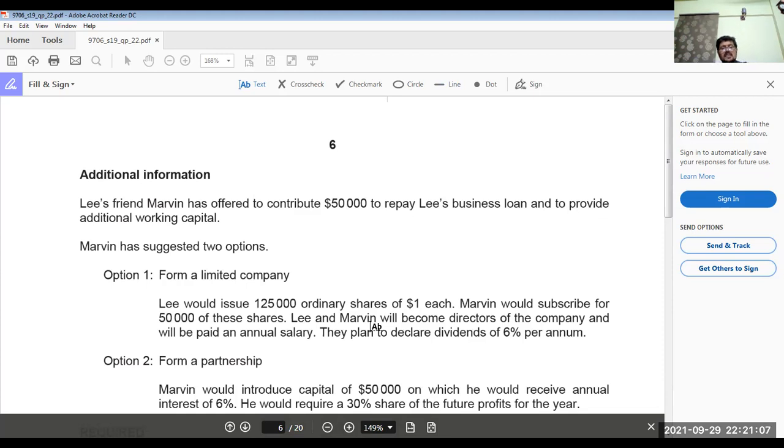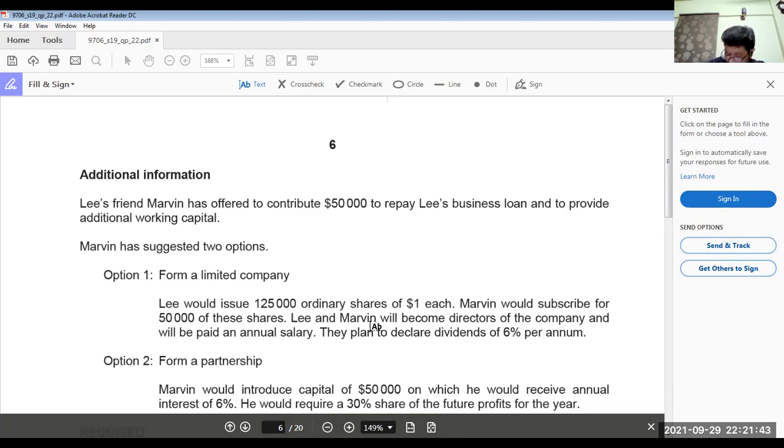Now, in this case, if they make a limited liability company, they have to pay 125,000 multiplied by 6%, 7,500 dividend they have to pay. Okay. Anyhow, they have to pay. And payment of the dividend is discretionary. On the other hand, there are so many crushing legal formalities in a limited liability company.